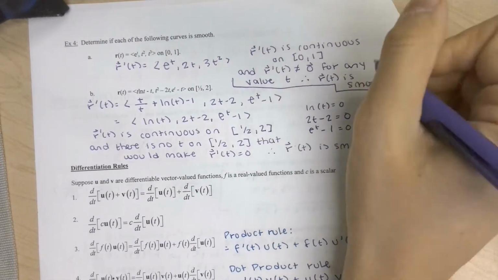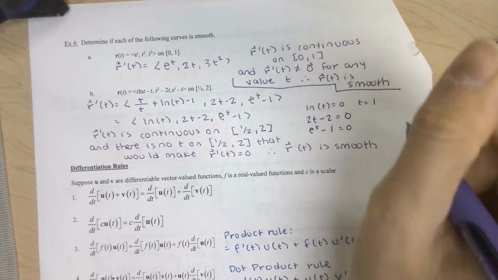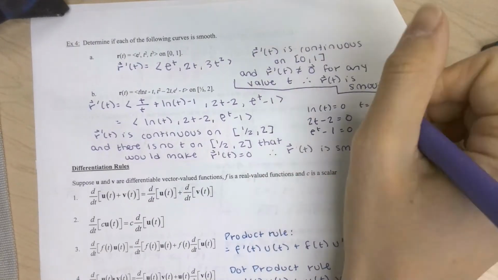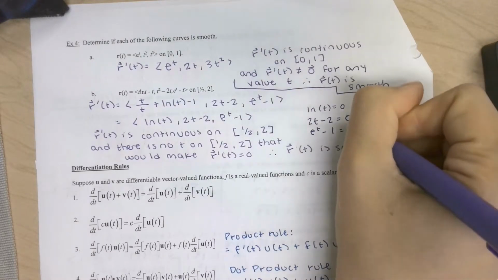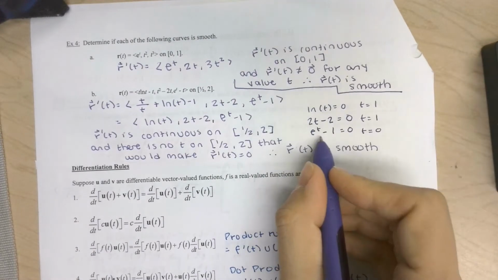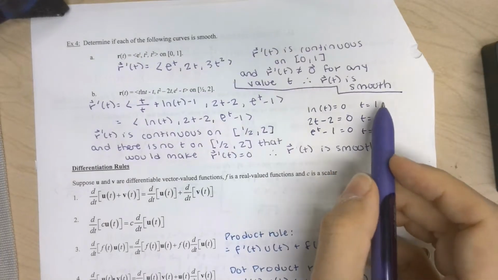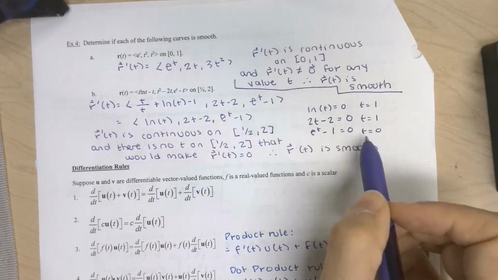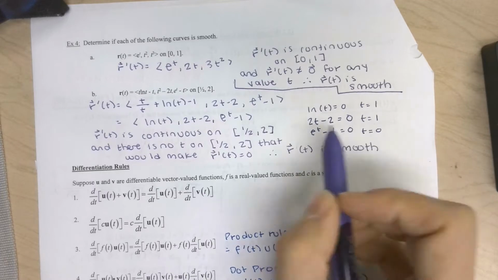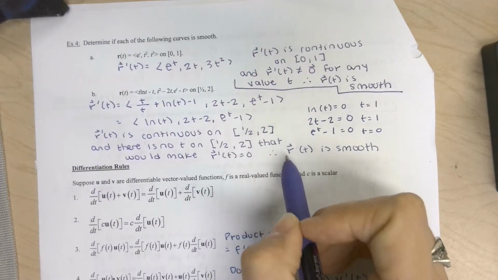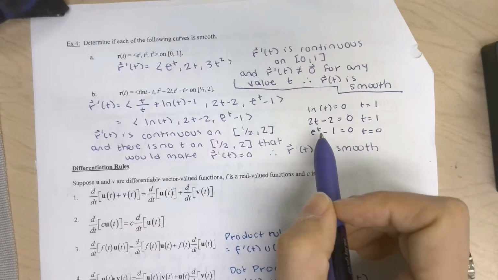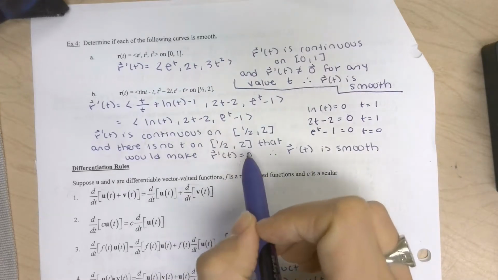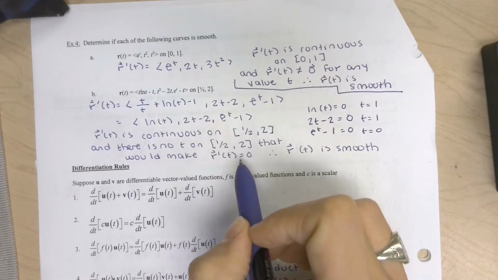So in the first equation, I would get t equals 1. In the second equation, I also get t equals 1. But in the third equation, t would have to equal 0 in order for this to be equal to 0. Since these are not all the same exact time, there is no place on the interval 1/2 to 2 where r prime of t would be equal to the 0 vector. Okay, so there's no t on this interval that would make r prime of t equal to 0.